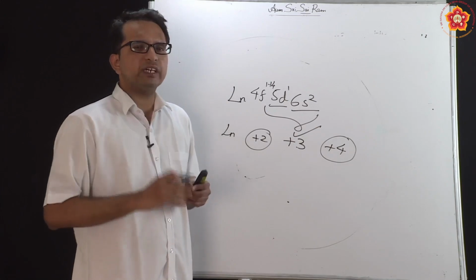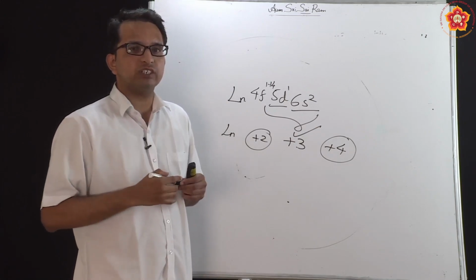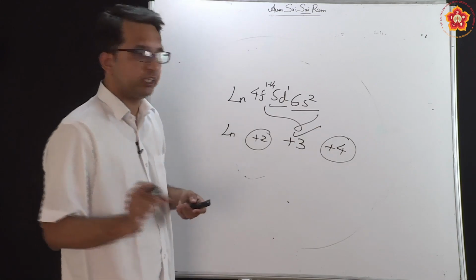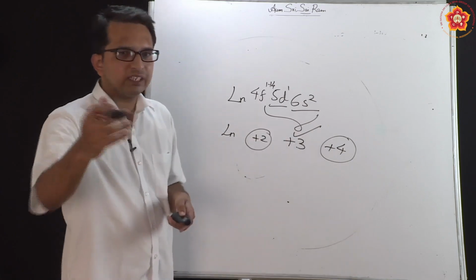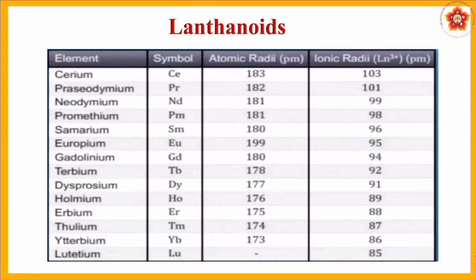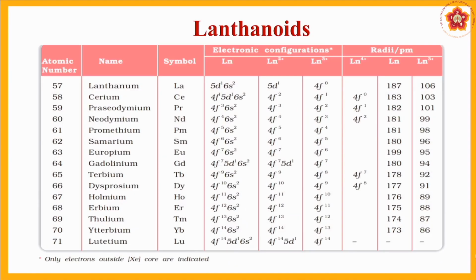One element which takes +4 as a highly stable oxidation state is cerium. Why is it cerium? Let us go back to the table that we had seen earlier. You can see that in cerium we have 4f1, 5d1, 6s2.